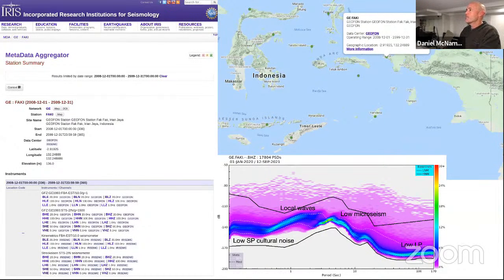FAKI, which is on the larger island there. This is a very good station. The microseism is complicated. It has that local water wave peak that we've seen in many cases, but also a very low microseism suggesting a faraway source out in the big ocean, and very low short period cultural noise suggesting that this is in a fairly remote location, and also low long period noise. This sensor is also an STS2, so very typical for an STS2.